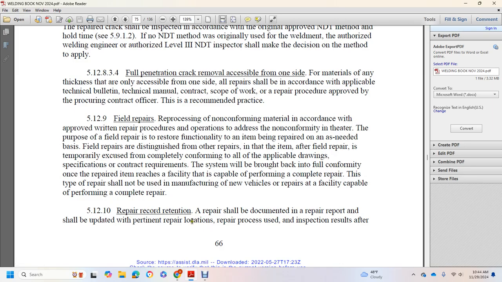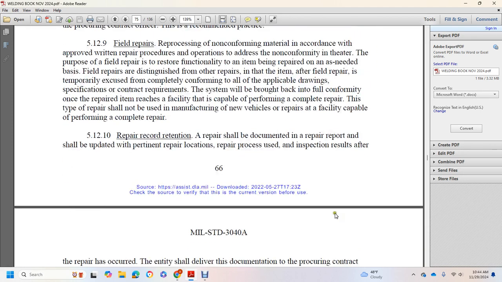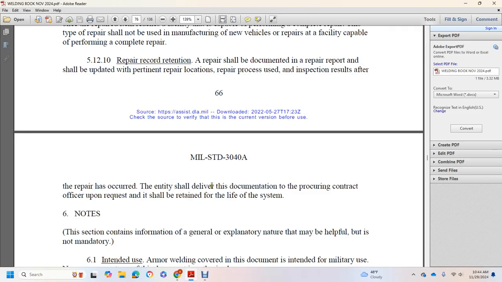Record retention. Repair record retention shall include the documentation prepared prior to use of the pertinent repair locations, repair process, and inspection results after the repairs. The data needed to deliver the documentation to the procuring contractor on request shall be retained for the life of the system.